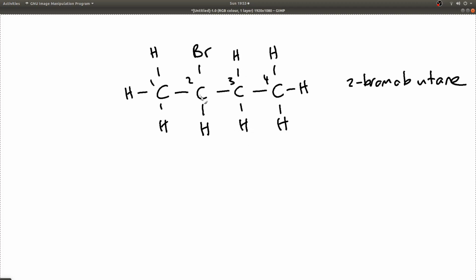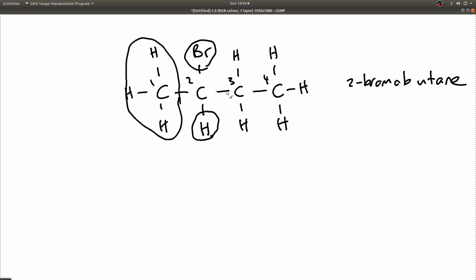What about this carbon? Certainly it's got a bromine there, let's ring that. It's got a hydrogen there. You might say, well, it's got a carbon there and it's got a carbon there, but look at the group that's connected as a whole. What we've got there is a CH3 group, and attached on the other side, we've actually got 2 carbons and 5 hydrogens in total. So actually we do have 4 different groups attached here.